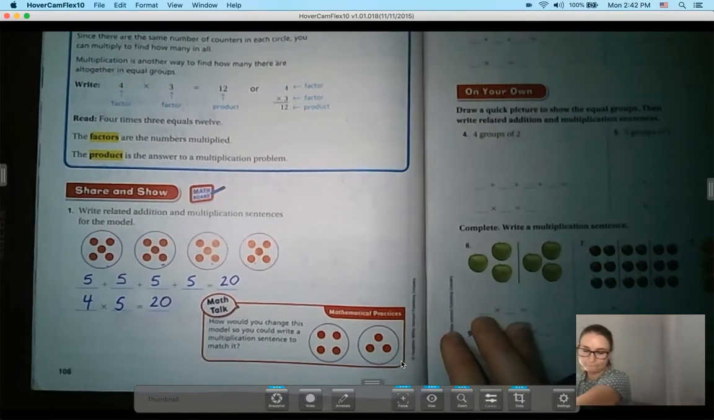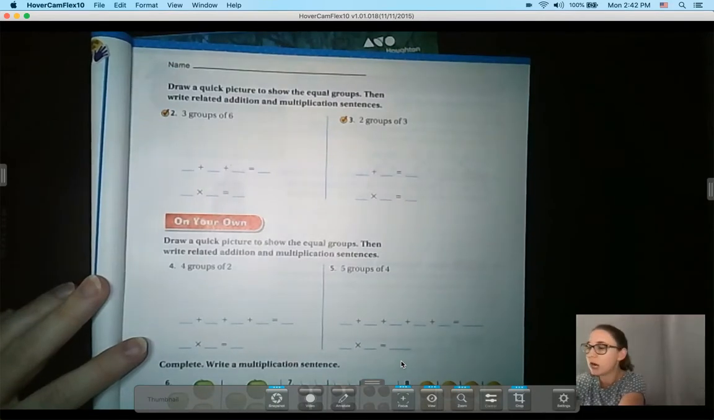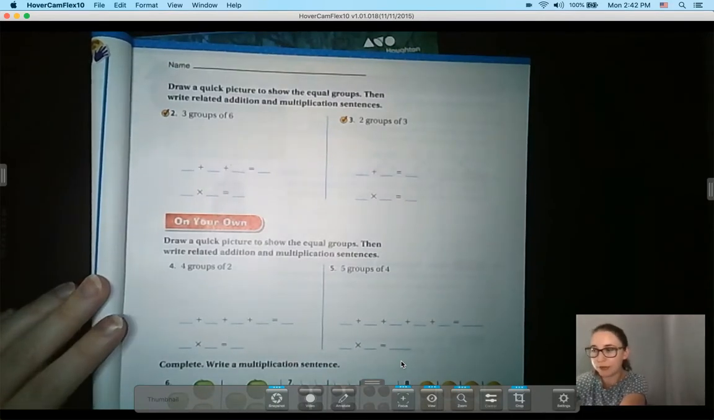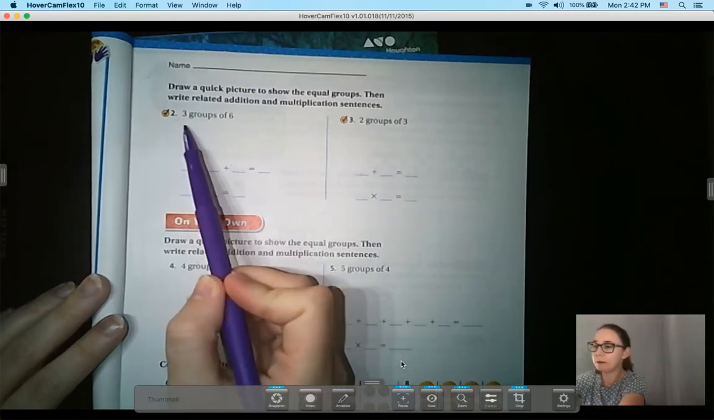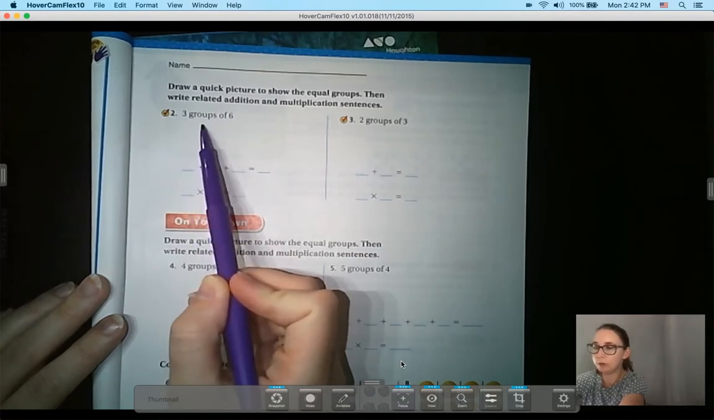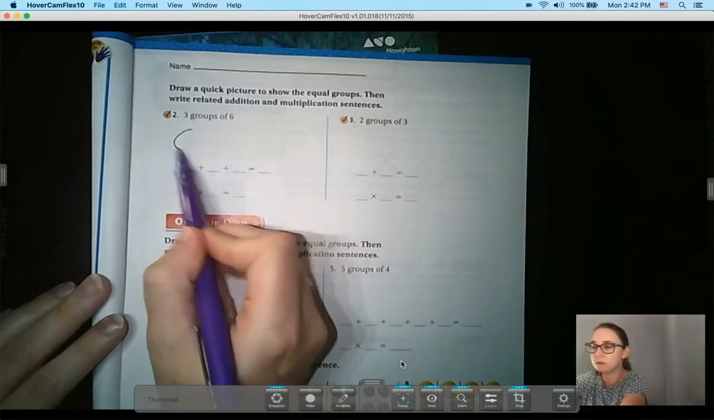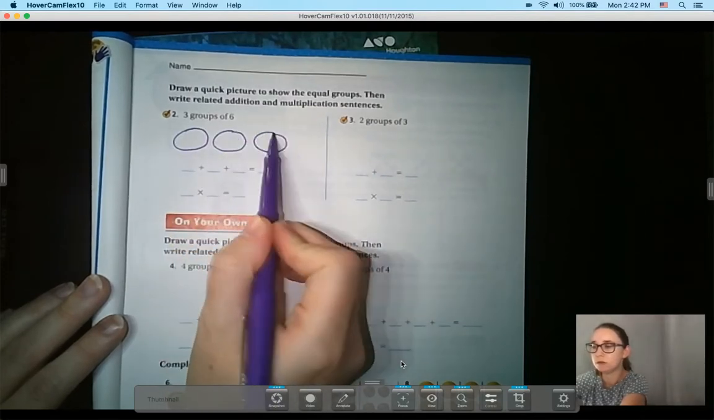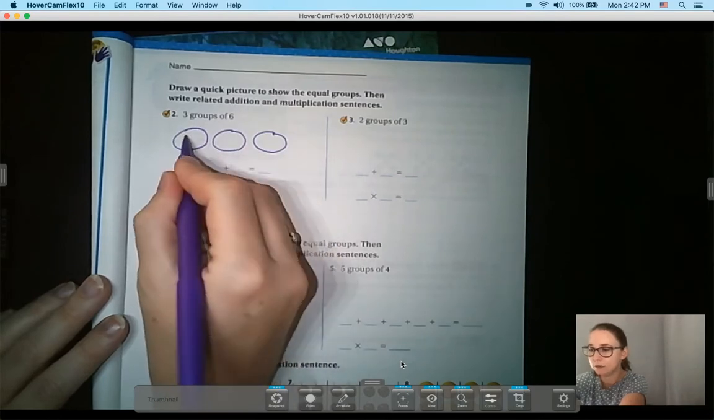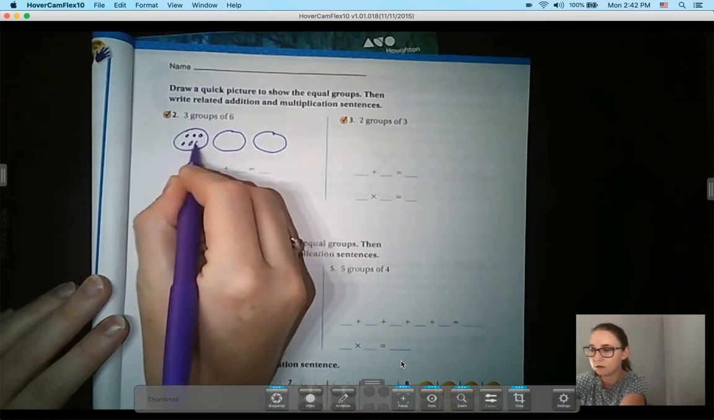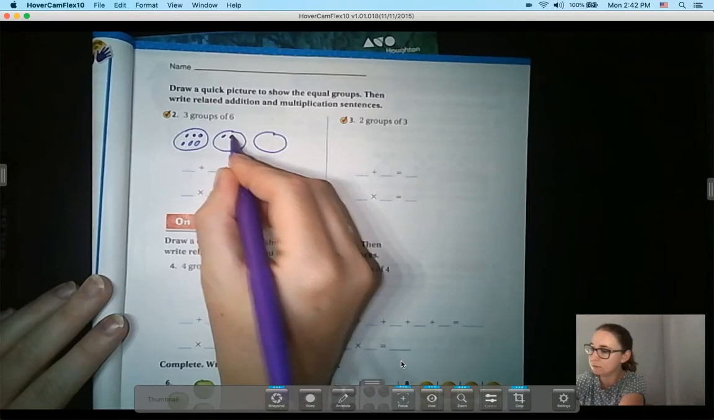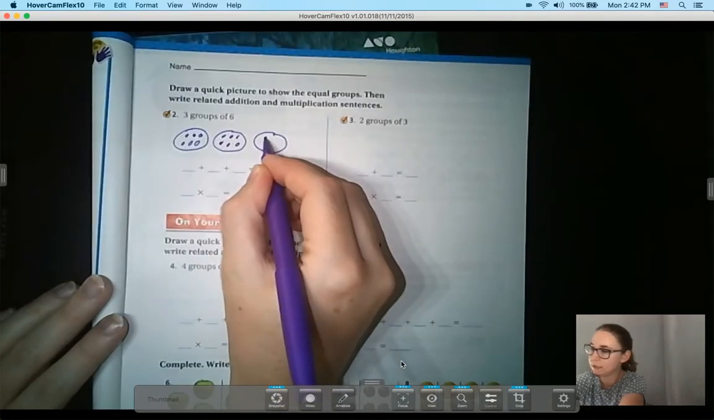So now we have here your draw a quick picture to show the equal groups, then write related addition and multiplication sentences. So remembering with my wording, 3 groups of 6. 3 groups means I have 3 big circles and I have 6 inside. I have 6 in this one and I have 6 in this one.